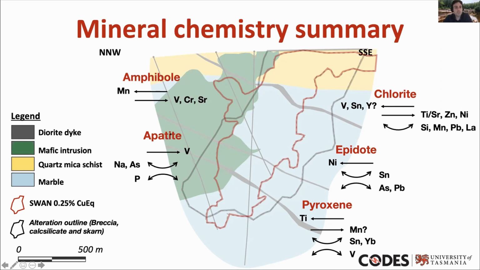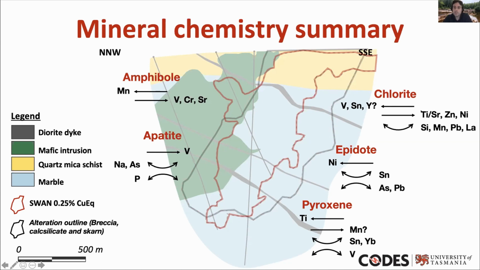The other mineral that we've looked at is apatite. There's vanadium that is increasing towards the deposit. Sodium and arsenic show a depletion halo surrounding the deposits, and it's just going back up again with distance, up to 600 meters. Phosphorus shows an enrichment halo around the deposits. If you go to the chlorite, there's an increasing amount of chlorite towards the deposit itself. So there's more vanadium, tin, and yttrium towards the SWAN ore body.